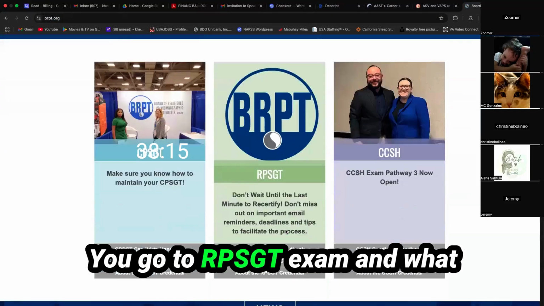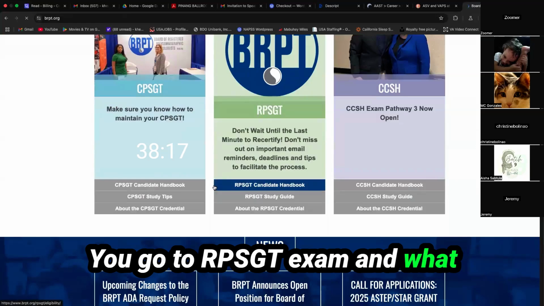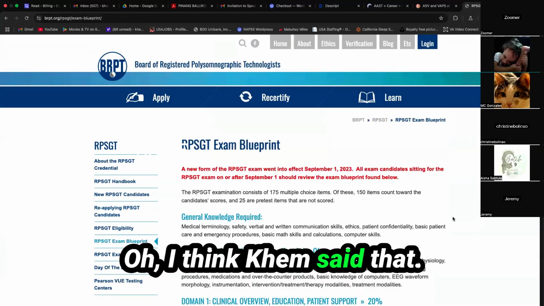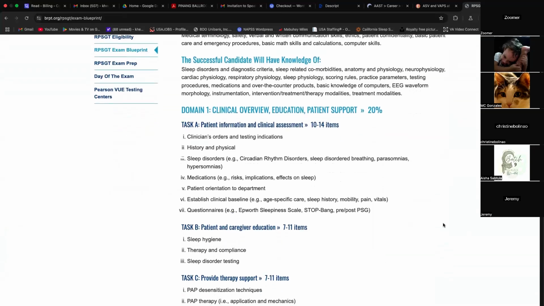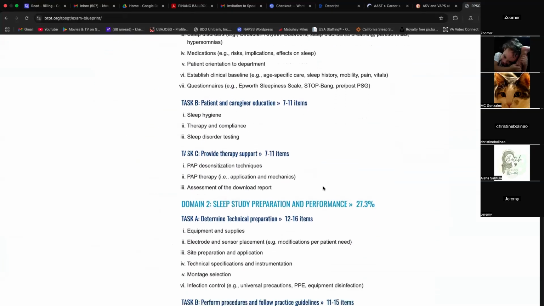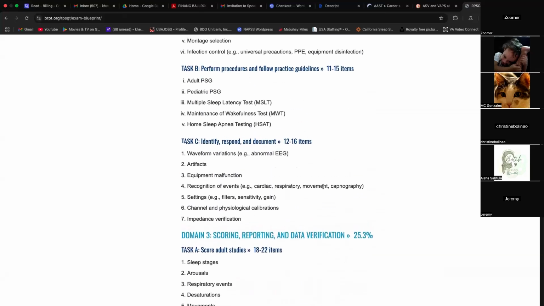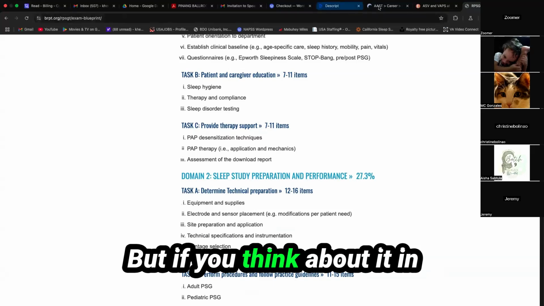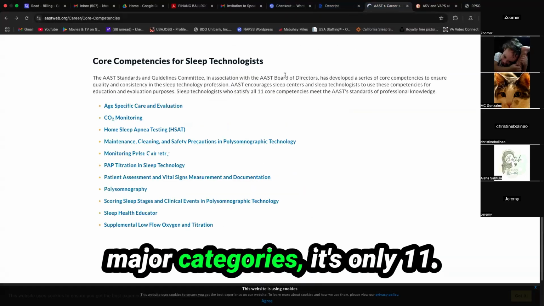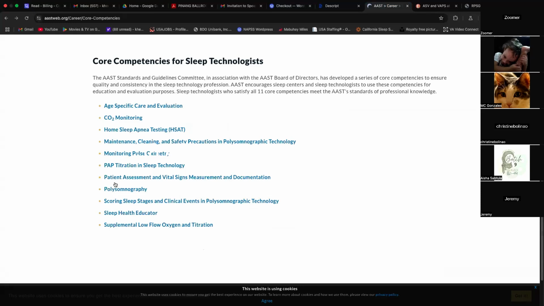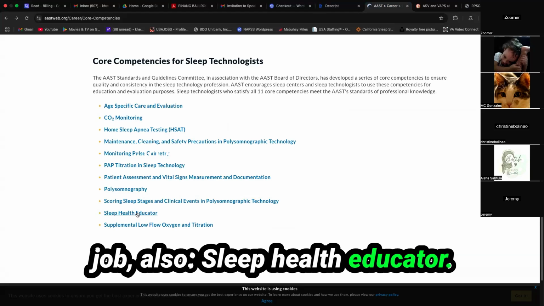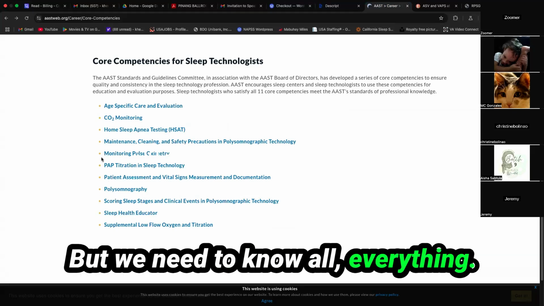And you go to the RPSGT exam, and what do I need to know as a sleep tech? And then you found the list. Oh, I think Kem said that I need to know this. So look at this list. This is a lot. So if you think about it in details, it's a lot. But if you think about it in major categories, it's only 11. Now, this is the big part of our job also, sleep health educator. Okay. But we need to know everything.